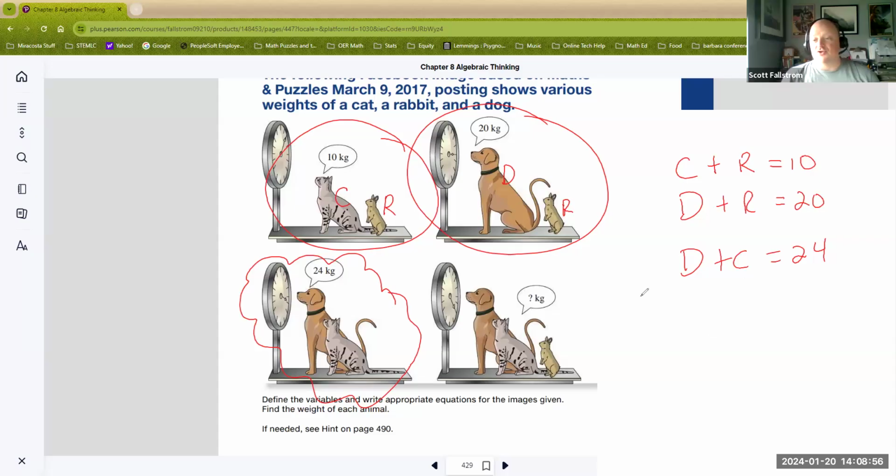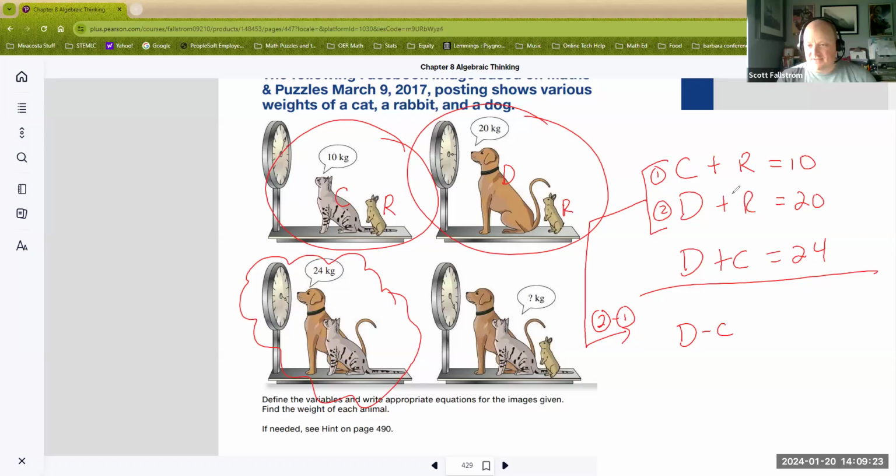Now in a traditional class, you might sit here and say, okay, well, hold on, let me see here. Let me take these two equations, and because they are equations, I could add them or subtract them. So what I'm going to do is subtract them. I'm going to call them number 1 and number 2. I'm going to say equation 2 minus equation 1. So D minus C, I don't know what that is. And then I have R minus R. Well, those go away, right? And then 20 minus 10 would be 10. So I create a new equation that does not have the variable R.